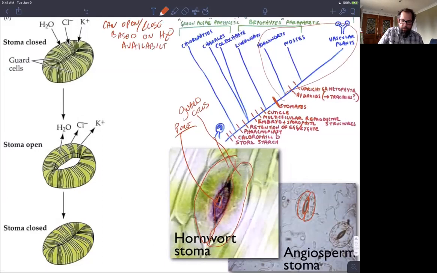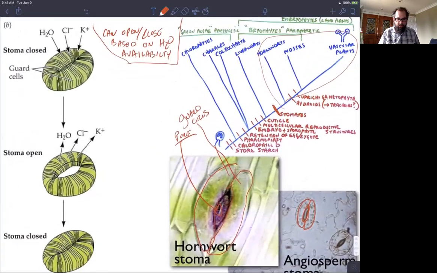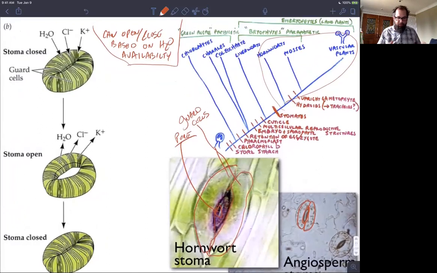That's an important difference between that and a simple pore. Okay, how do they do this though? They actually do this by the same mechanism, and they use what's called a potassium pump to do that. One of the first things that happens, if a stomata is closed, then the plant needs to open that stoma, potassium is pumped into the guard cell.